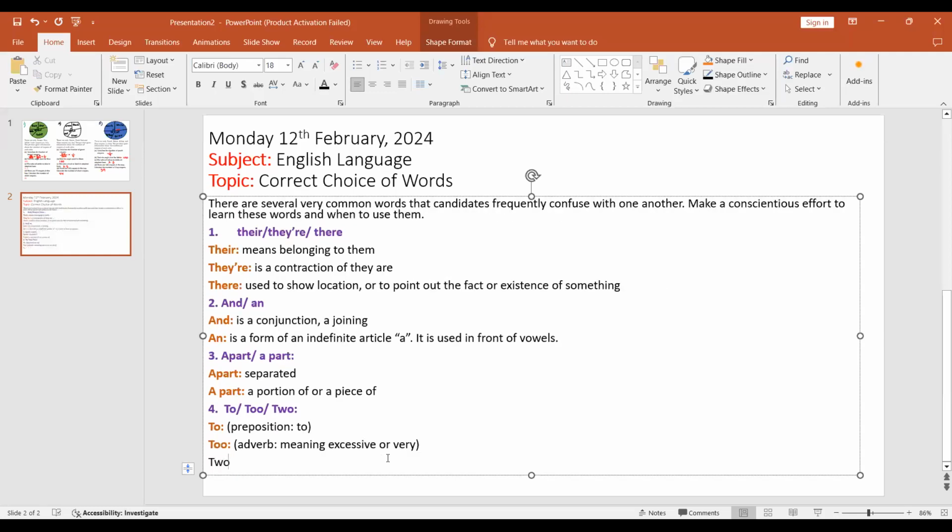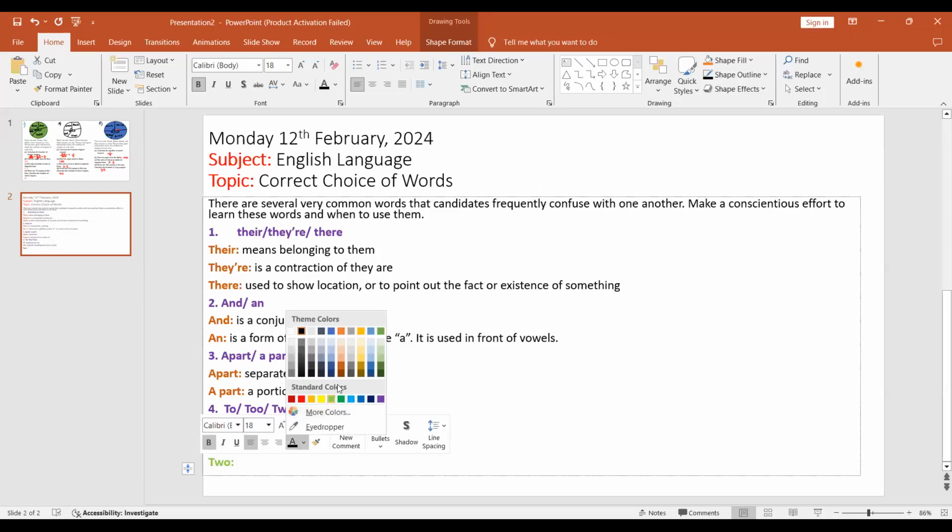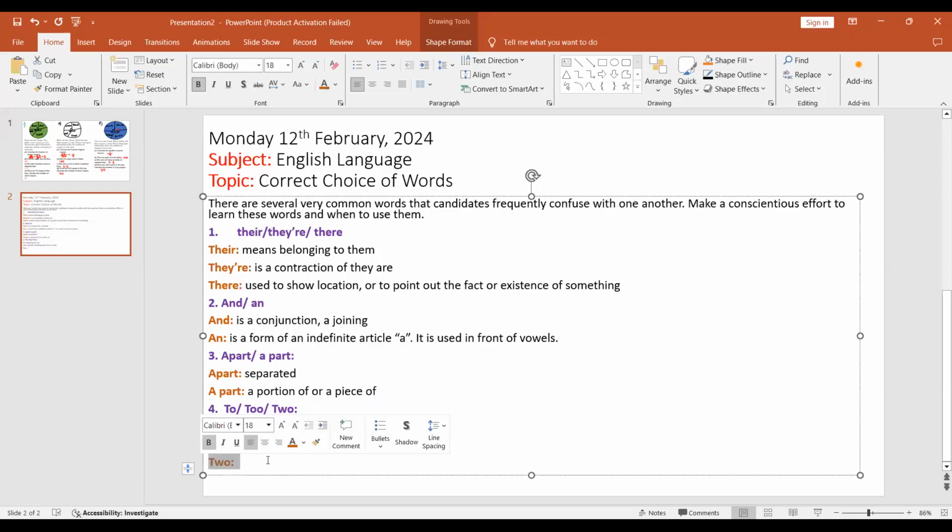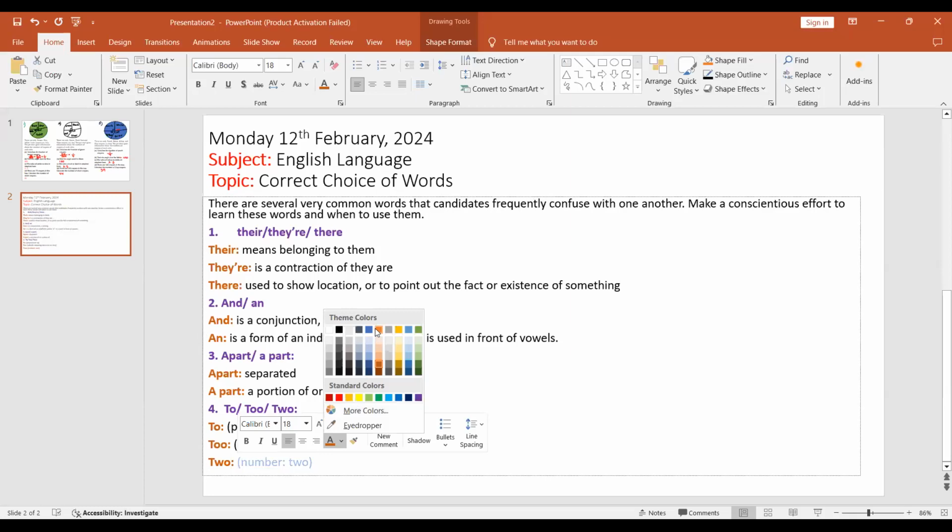All right, and then T-W-O, what is that? Everyone should know that. That means the number 2. That's the number. Very good. I don't even have to use that in a sentence. Everybody should know that one.